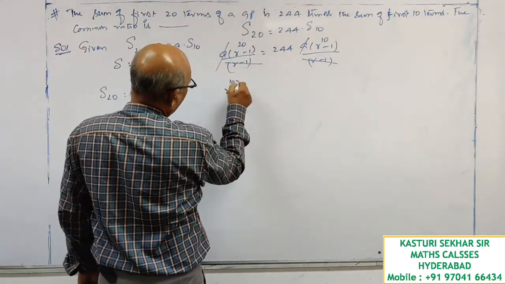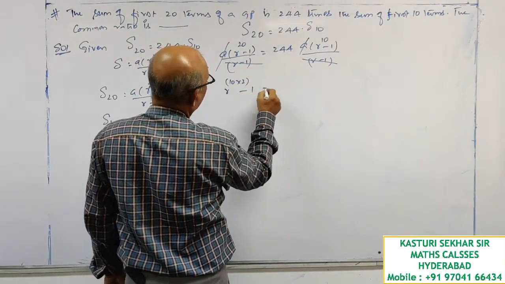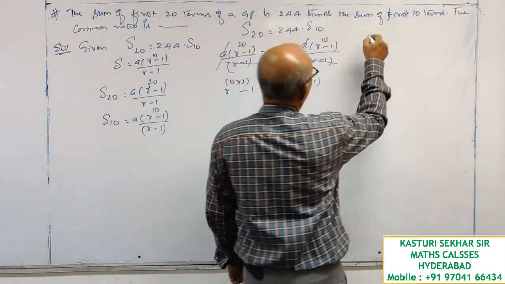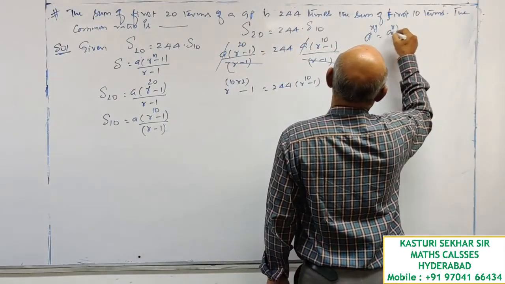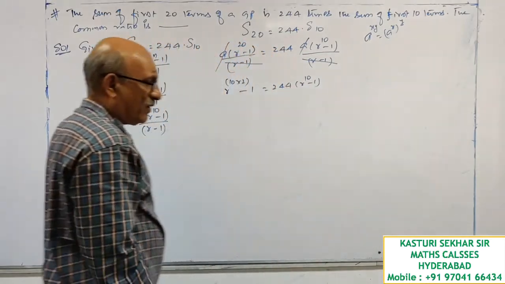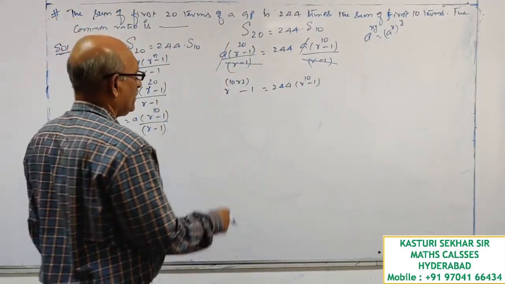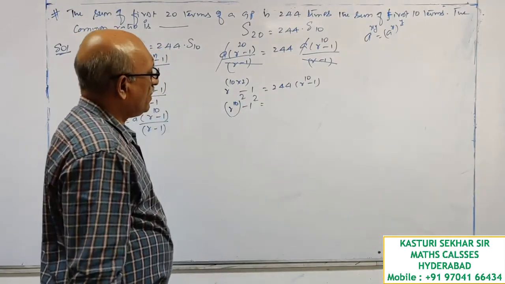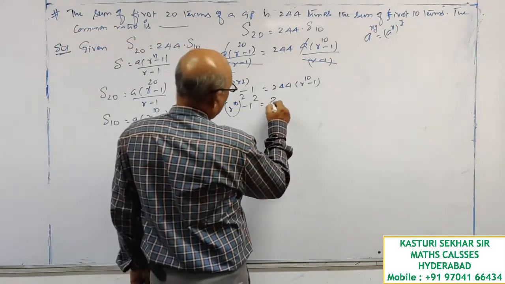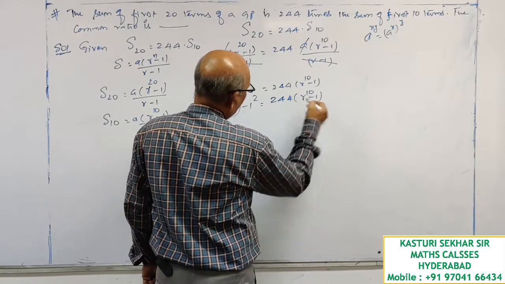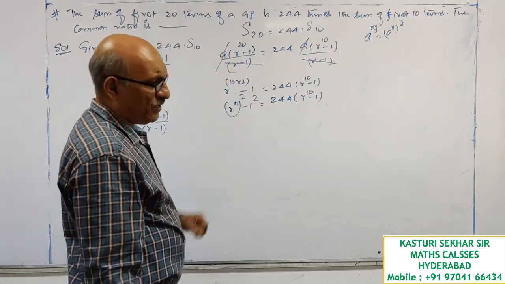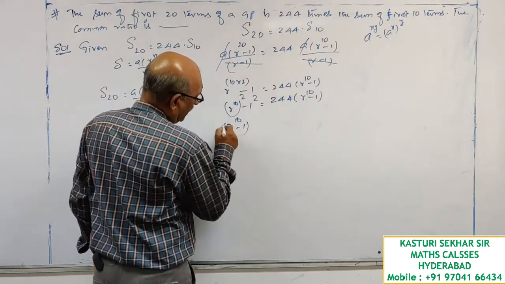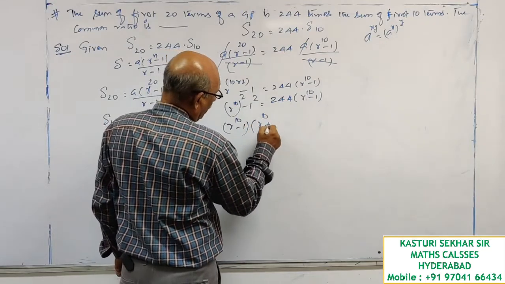This can be written as R power 10 into 2 minus 1 is equal to 244 into R power 10 minus 1. A power xy can be written as A power x whole power y. So this is (R power 10) whole square minus 1 square. 1 to the power any number is 1 only. 244 into R to the power of 10 minus 1. A square minus B square can be written as (A minus B) into (A plus B), so (R power 10 minus 1) into (R power 10 plus 1).